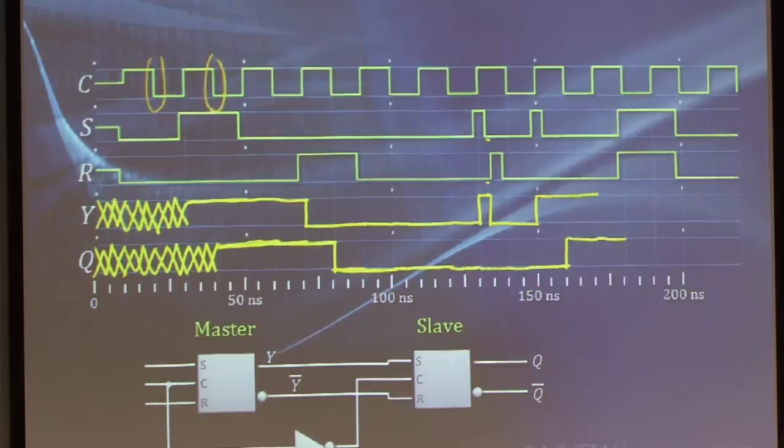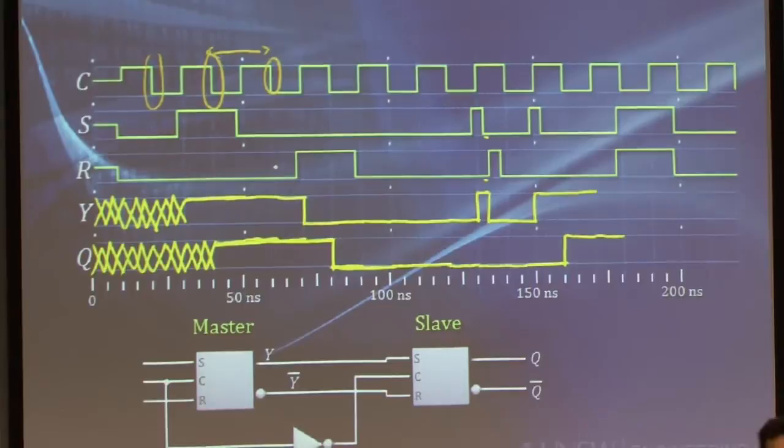R is zero, so we want the set state, which is what the latch will be set to for the whole next cycle. Then we look at the next falling edge. We look at the S and the R. And they say, all right, maintain the value because S and R are both zero. And this is exactly what we've done. We've maintained that higher value that we had.